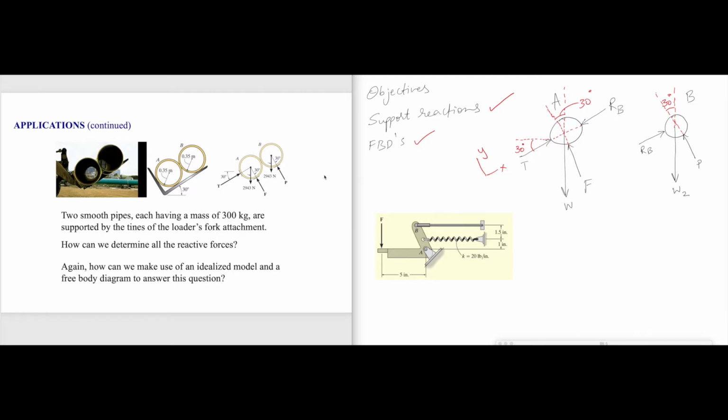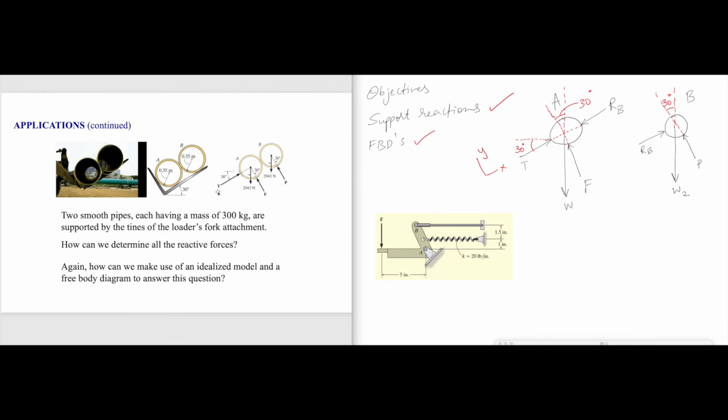Here, in the example that we just saw, the support is provided by the fork attachment. So this is the fork. We remove this, and due to this removal, we have to express it with proper reaction forces. And the reaction forces are F, P, and T in this example.